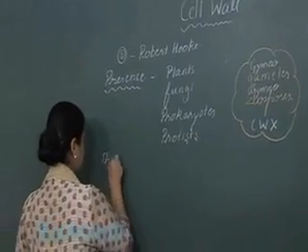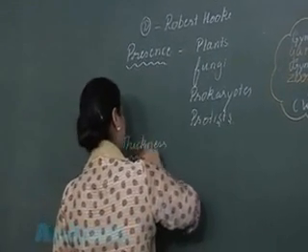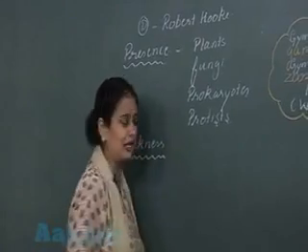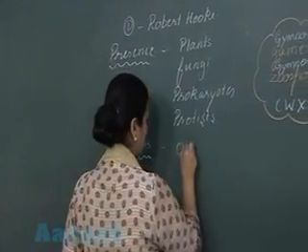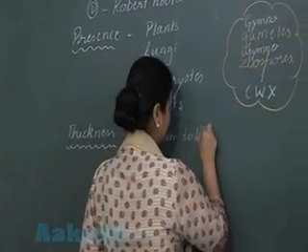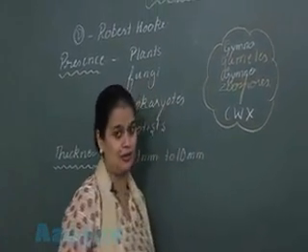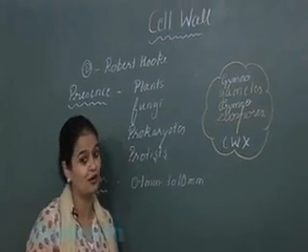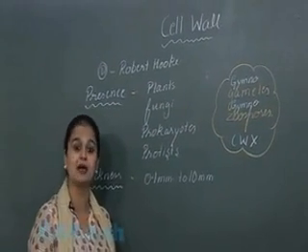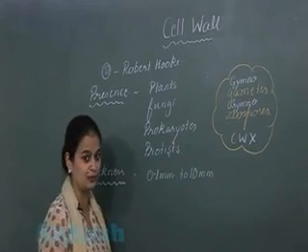Now coming to the thickness. The thickness of the cell wall shows variation. It varies from 0.1 mm to 10 millimeter. Now in the cell wall, first of all, I will be starting with the components. Yes, what is the composition of the cell wall?